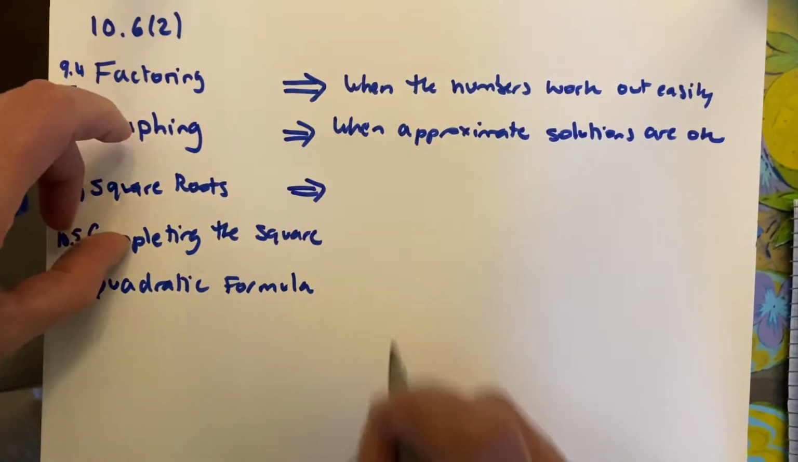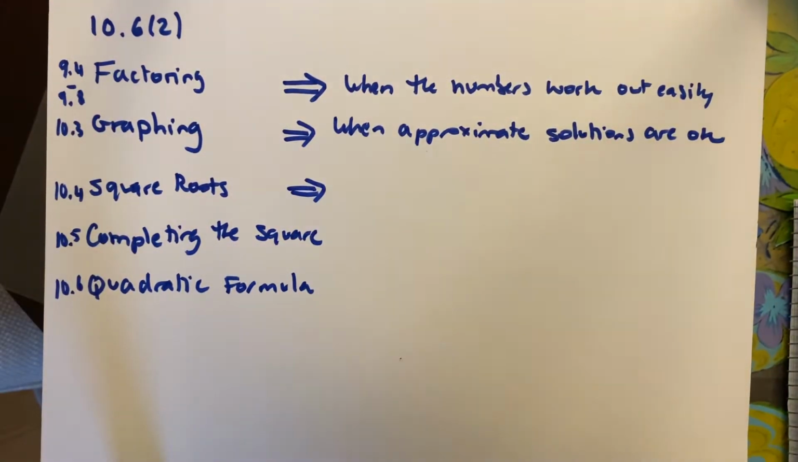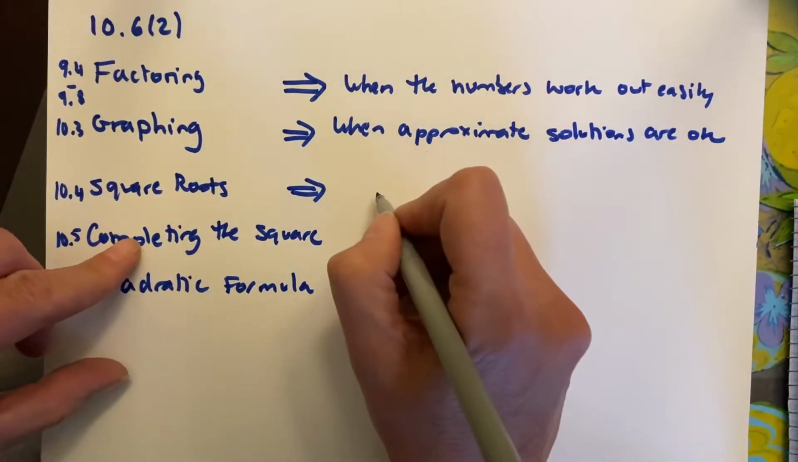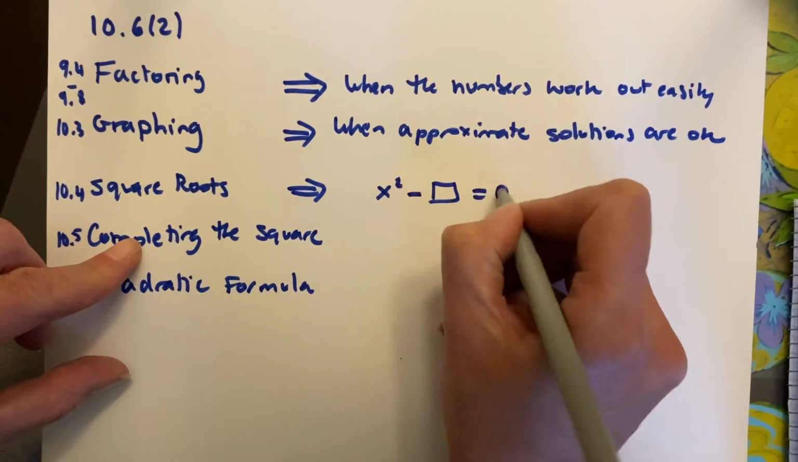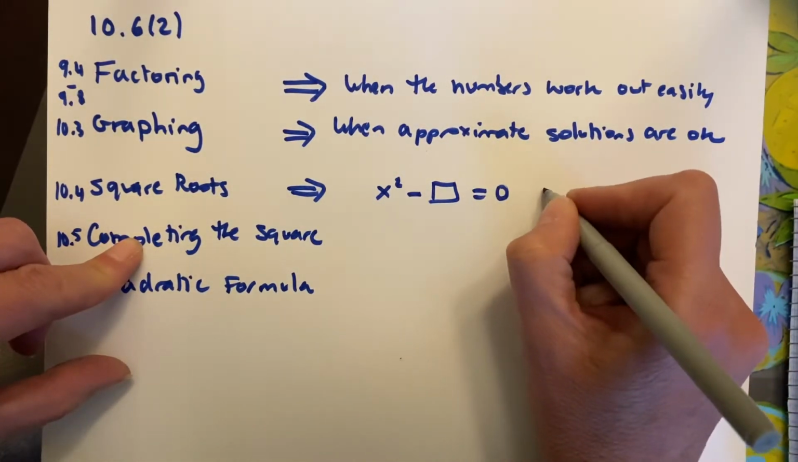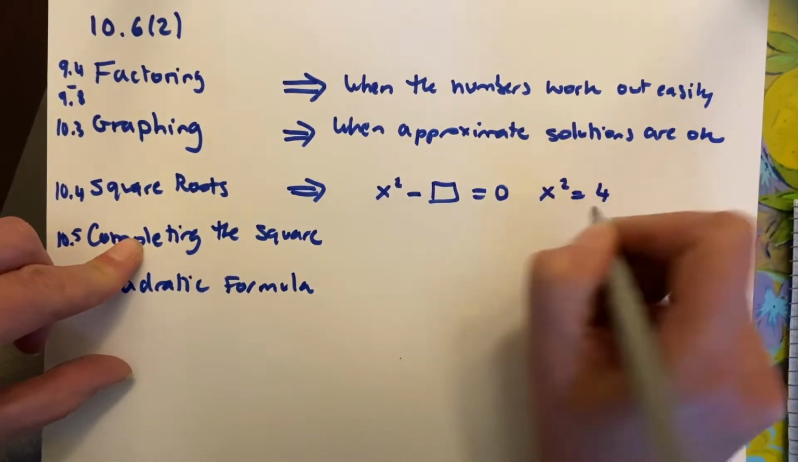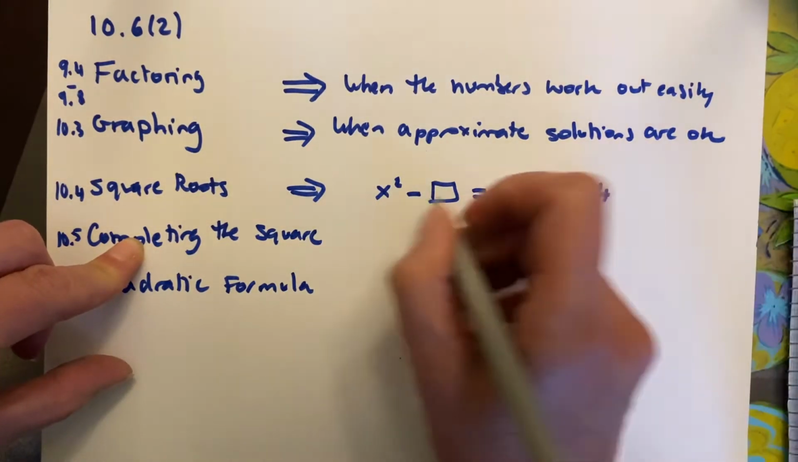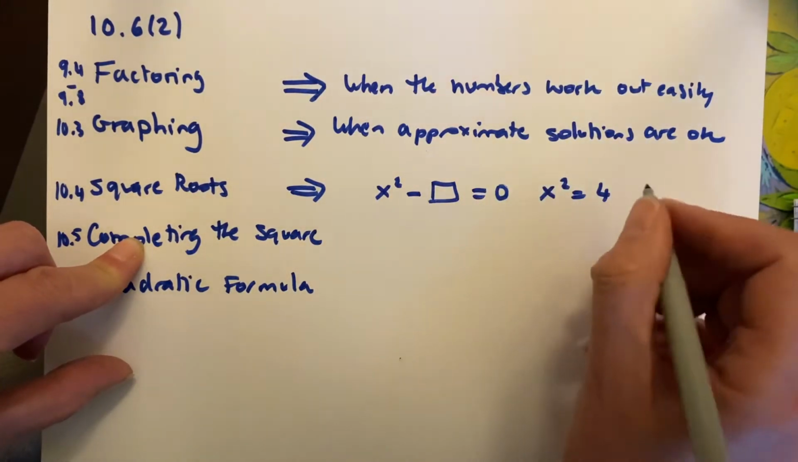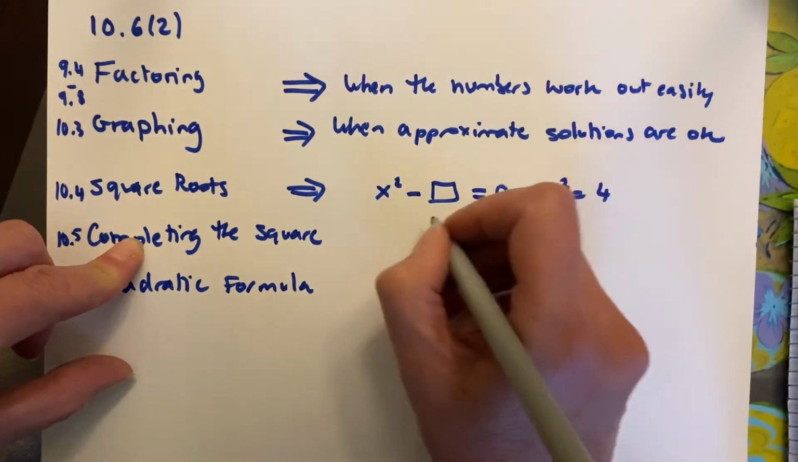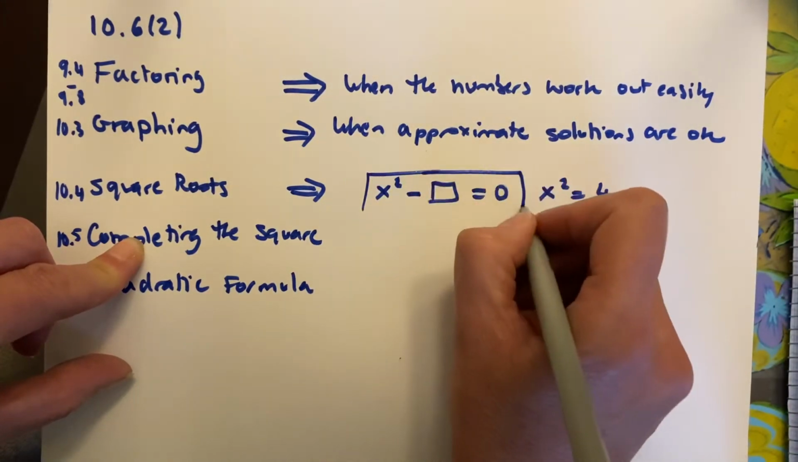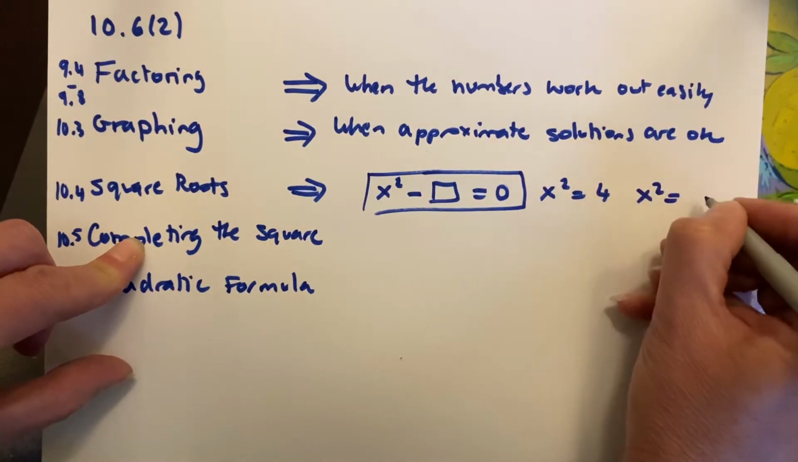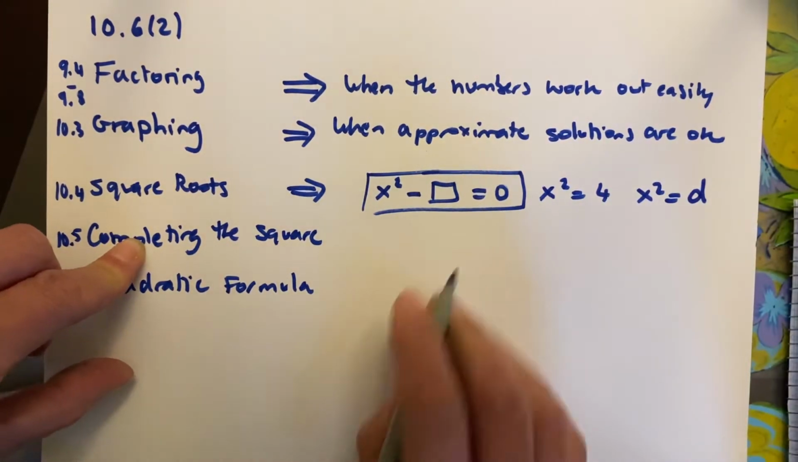Square roots. Well, if you remember, square roots can only happen when you have x squared minus a value equals 0, right? Where you're going to end up with x squared equals 4, for example. You can't have the bx term, right? So it's only in a situation where you have x squared equals a number which they call d, okay?